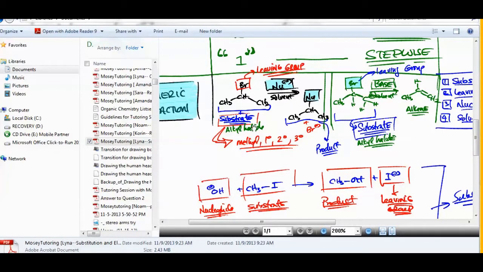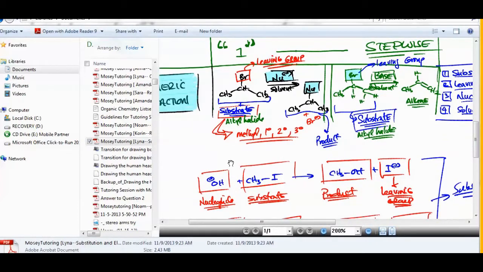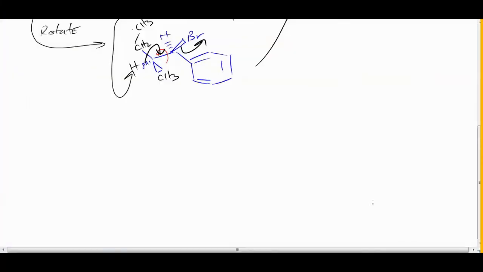Alright, gotcha. And then in terms of inversions, does that happen where the halide is detached, or is it to the other one? Is this for SN2? This is still E2. So they have to be anti-periplanar. The hydrogen that the base deprotonates and the leaving group have to be anti to each other. Okay, I got what you're saying. Say that one more time. The hydrogen that the base is going to deprotonate has to be anti to the halogen.